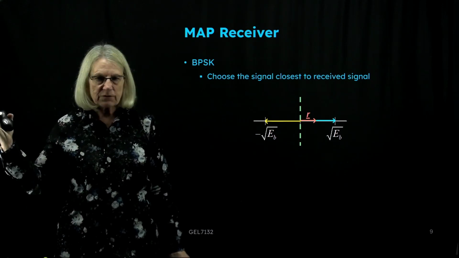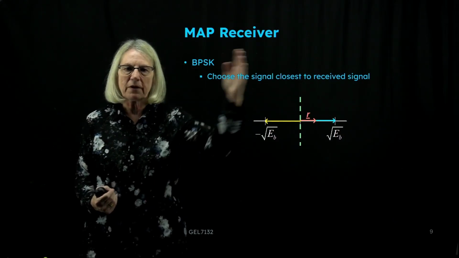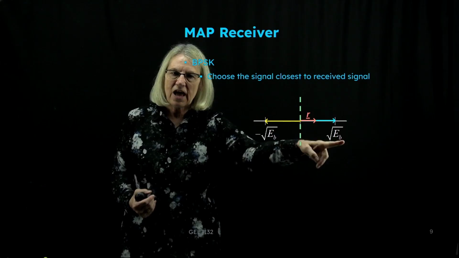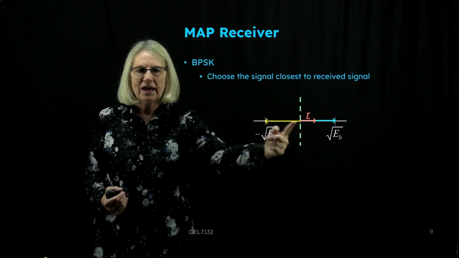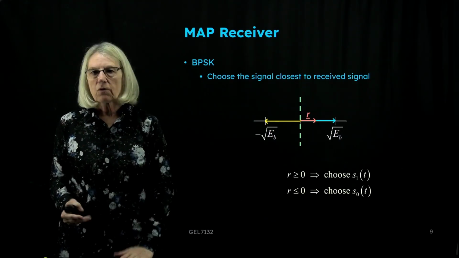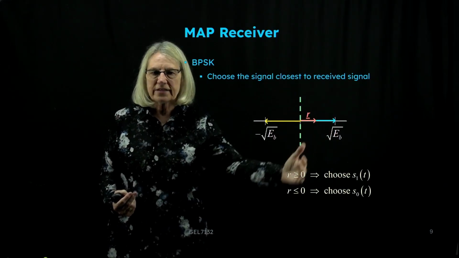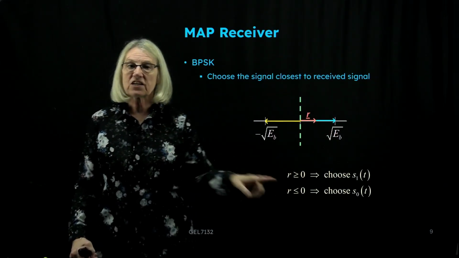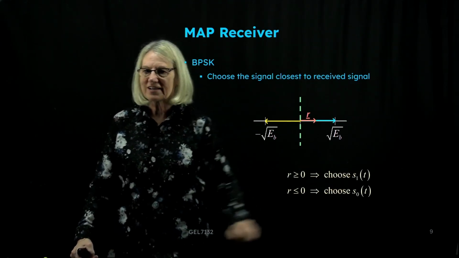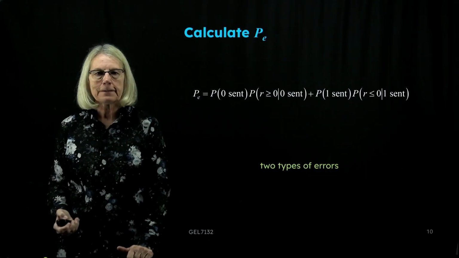Again, just like I did with on-off keying, I'm going to take the midpoint between these two symbols and put a threshold there. If I'm to the right of this threshold with my received signal, I'm going to choose the logic 1. If I'm to the left of the threshold, I'm going to choose the logical 0. In this case, because of the antipodal signaling, the midpoint is at the origin. So if the received signal is positive, I'm going to choose S1. If it's negative, I'm going to choose S0. Of course, this threshold is a very intuitive threshold.